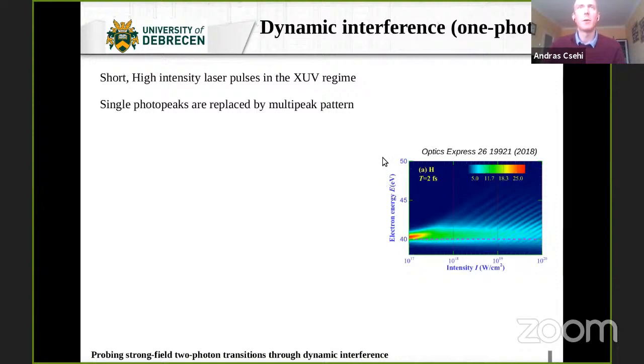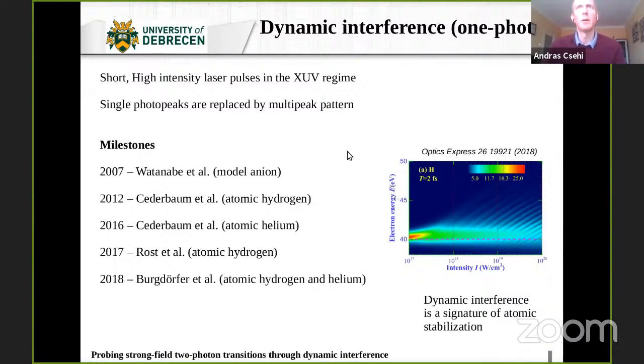There are several milestones of this kind of effect. Mostly in the beginning, model ions have been studied, and later atomic hydrogen and atomic helium, and it was debated whether this dynamic interference occurs for ground state systems or not. Later it was clearly demonstrated that ground state atoms also exhibit dynamic interference. Especially it was emphasized that the appearance of dynamic interference can be considered as a signature of atomic stabilization.